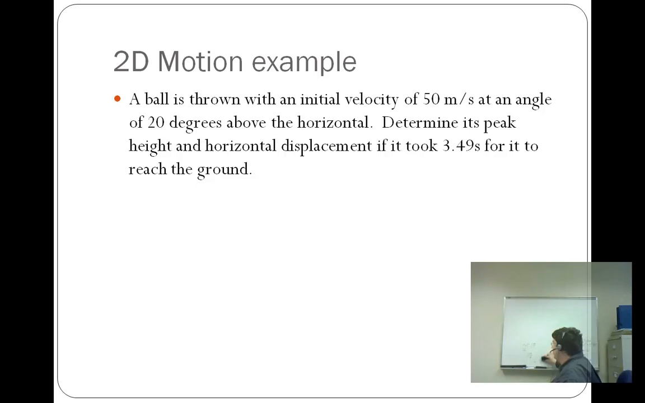Now, as you notice, there are a couple things that are being asked here. The first thing is the peak height, and the second thing is the horizontal displacement. So we're going to start with the peak height. So let's just get the drawing in here. Here's the ball. Throwing it like that. Here's what its motion looks like. Here's my X. There's my Y. It says the angle's 20 degrees. That goes in here. And its velocity is 50 meters per second.